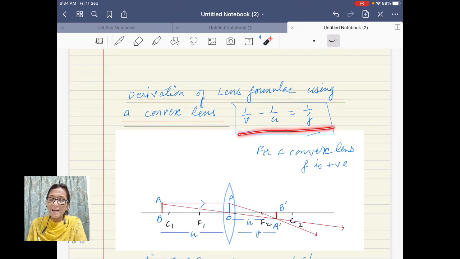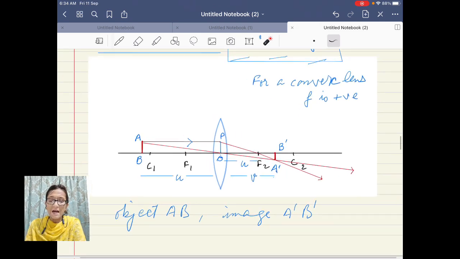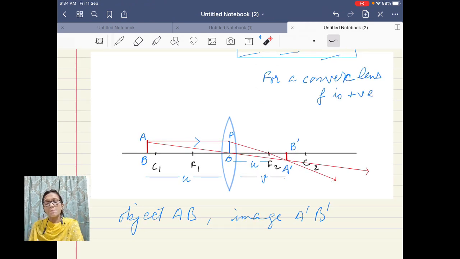And here you can see in the diagram, 1/v minus 1/u is equal to 1/f. This is your lens formula that I am going to derive using a convex lens. So firstly I'll discuss a ray diagram of the image formation through a convex lens. And then we will use a geometrical concept, the similarity of triangles, for deriving the relationship between object distance, image distance and focal length. So here I have taken an object AB and I have used two helping rays.